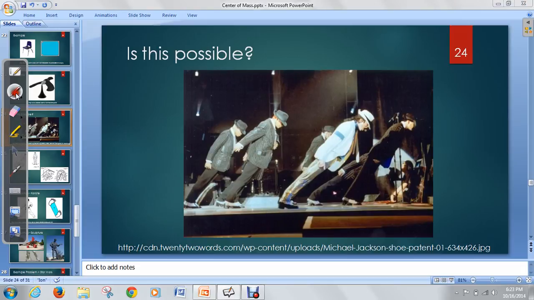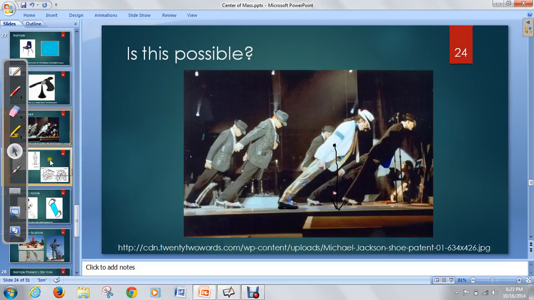Because if you think about it, his center of mass is probably right here, and that is not over his feet at all. So here's the range of his base. How is he able to support his weight if he does that? A lot of people just thought, oh, Michael Jackson must be really strong. But we know from physics that that can't be the case. He would just tip over if this was the case.